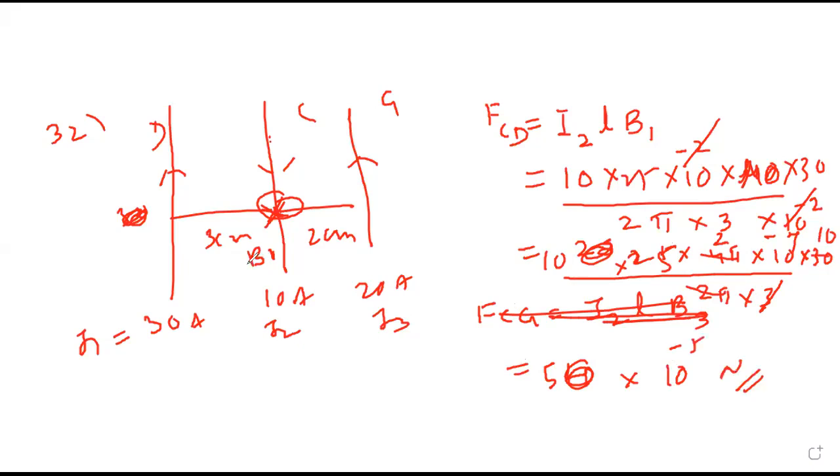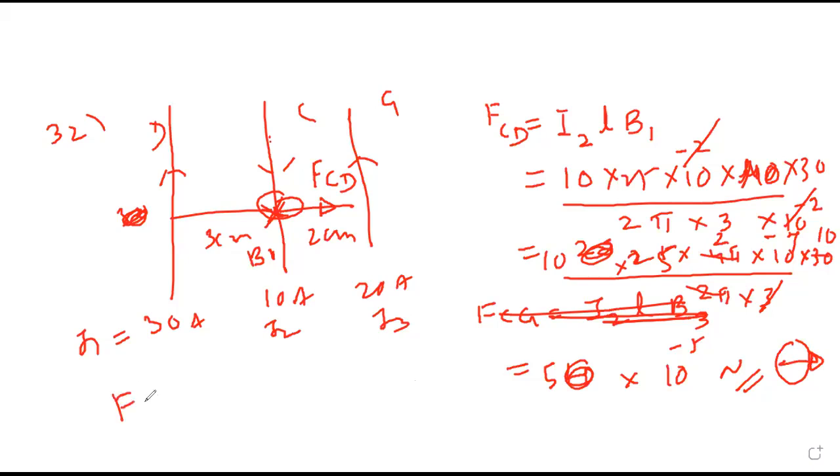What will be the direction of force? Right, left, in, out, where will it be? Direction of force? Field is inward, current is downward. So the force acting on C due to D is to the right side. Yes, sir. Right side we are getting.